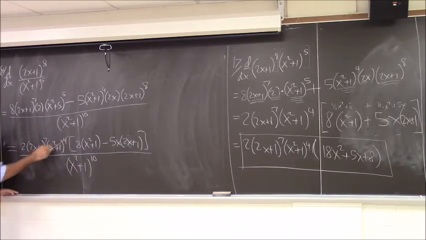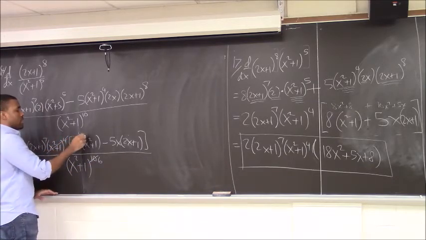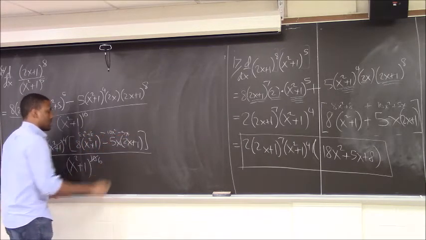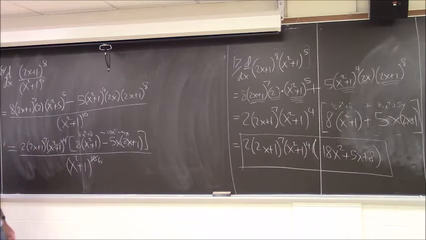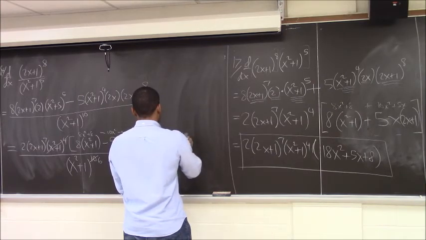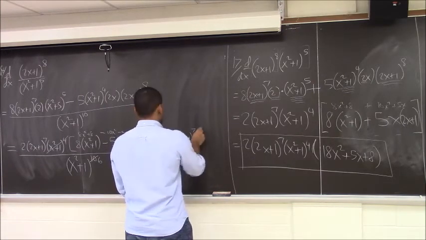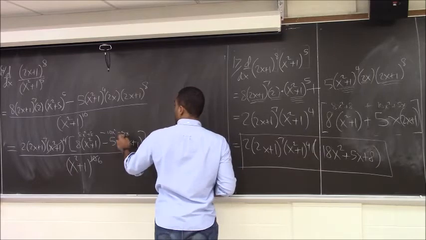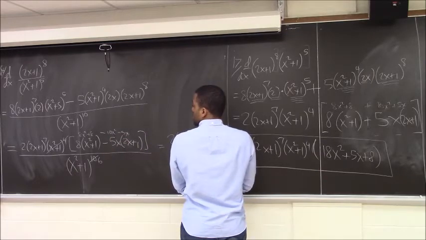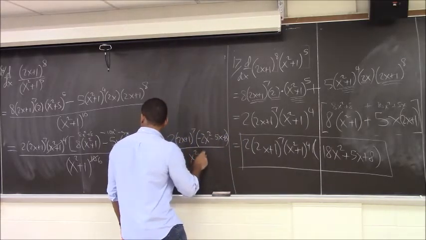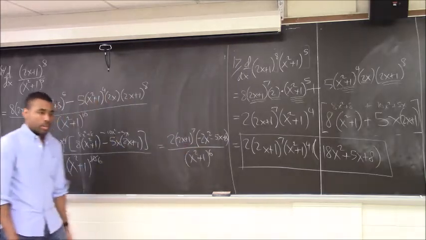Now at that point, this can cancel with 4 of those, so that's left over with 6. And on the inside, we'd have 8x squared plus 8. This would be minus 10x squared minus 5x. Nothing else really simplifies, so this becomes 2 times 2x plus 1 to the 7th times 8x squared minus 10x squared is minus 2x squared minus 5x plus 8 all over that. So that mess becomes this guy.